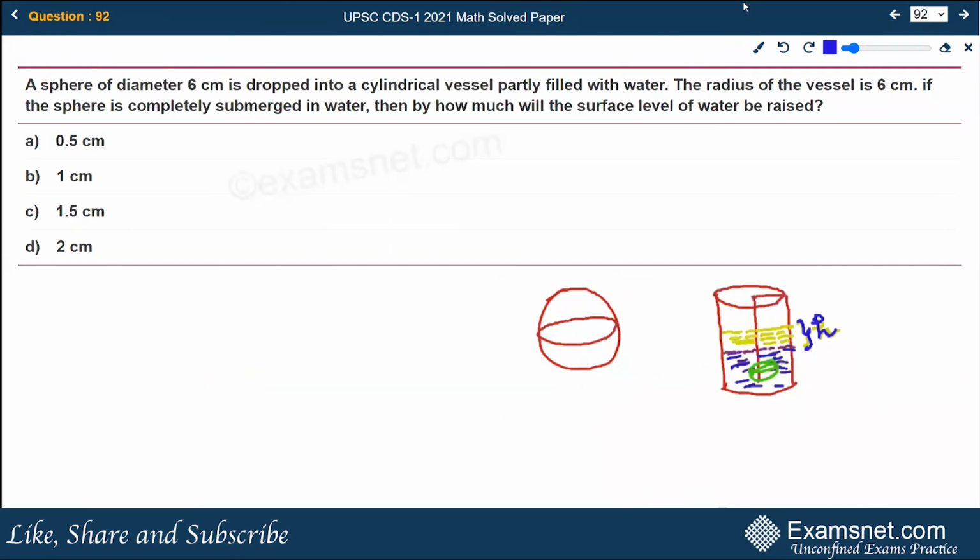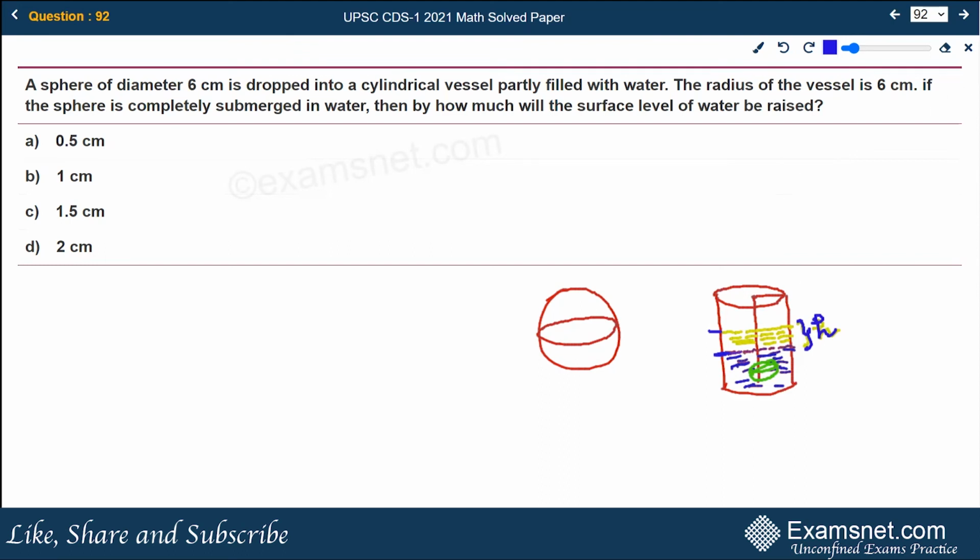In question number 92, we are given that a sphere of diameter 6 centimeter is dropped into a cylindrical vessel partly filled with water. The radius of the vessel is 6 centimeter. If the sphere is completely immersed in water, then how much will the surface level of water be raised? I have already drawn the figure. This is the sphere, and this is the cylinder. First of all, there was water till this level. When I dropped the sphere, the water level rose up to here.